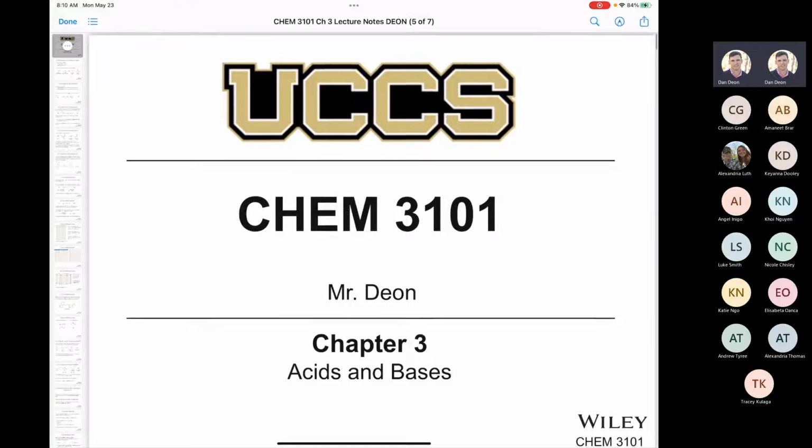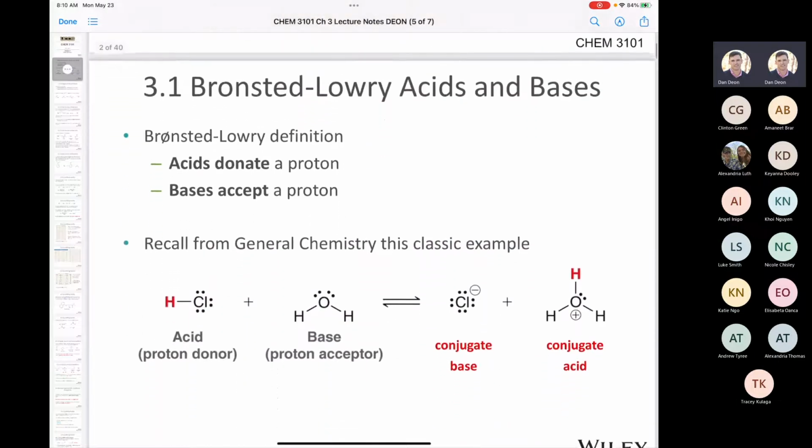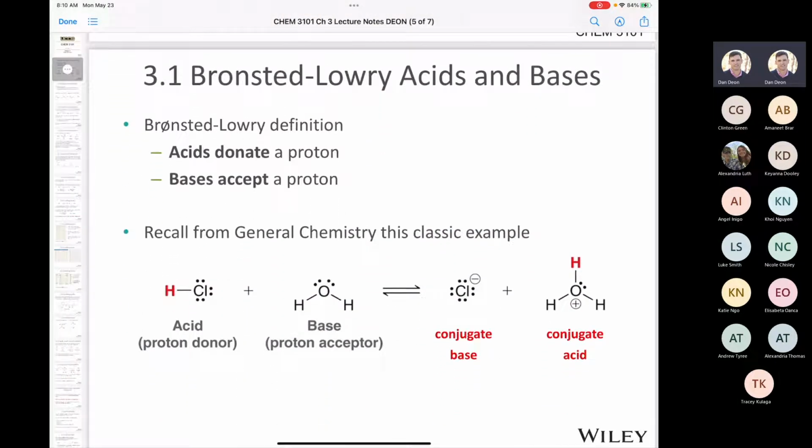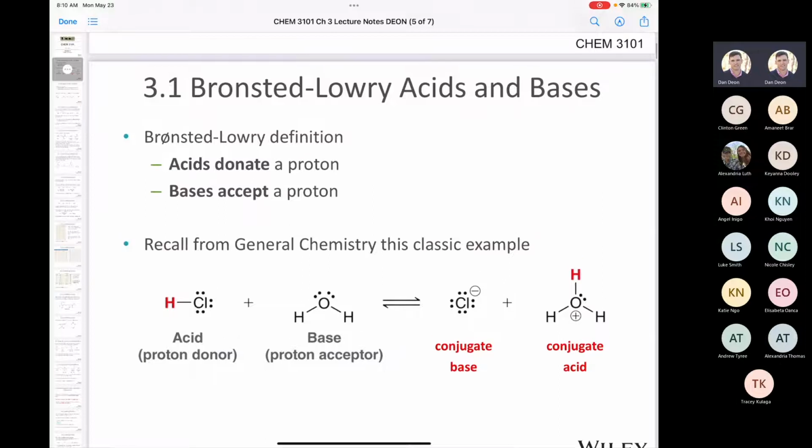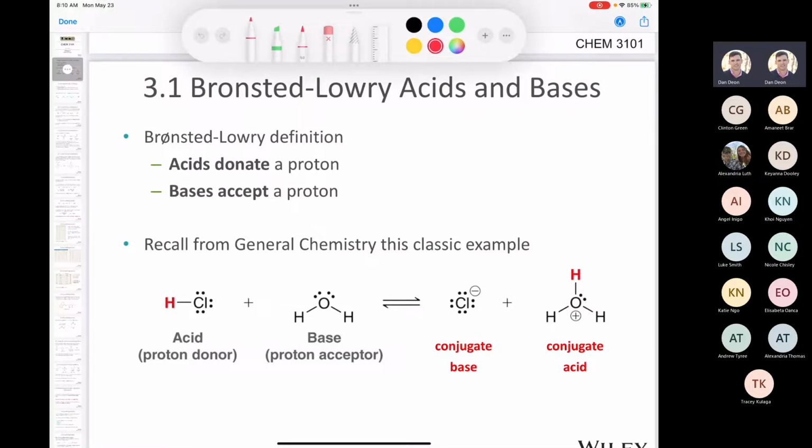But let's start with a little bit of a review of what a Bronsted-Lowry acid and base are. This is a definition that you should have learned in General Chemistry 1, and you should have seen it in General Chemistry 2 as well. Let's just review it. A Bronsted acid is a proton donor. A Bronsted-Lowry acid donates a proton. If you think about something like sulfuric acid, what does sulfuric acid do? It donates a proton. It's an H+ donor.